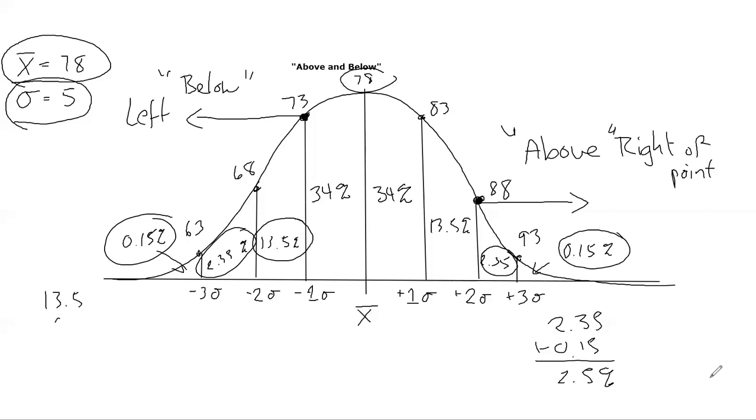13.5, 2.35, and this is 0.15. These are all percentages. I'm adding them up. 5, 6, 7, 8, 9, 10, 3, 4, 5, 6. Look at that. And then I can be frank and I can be like, okay, if you really want to know, about 16% of the class scored below you.